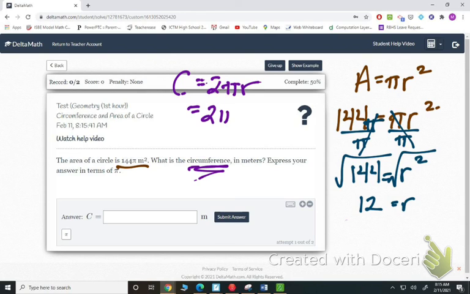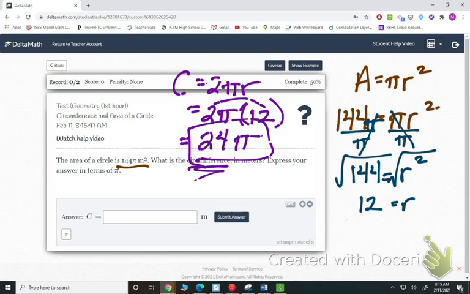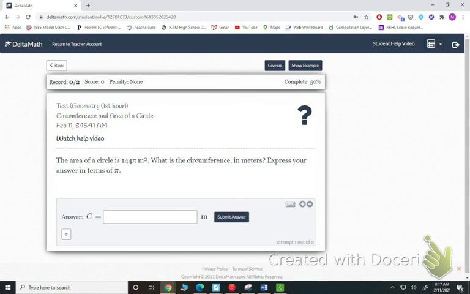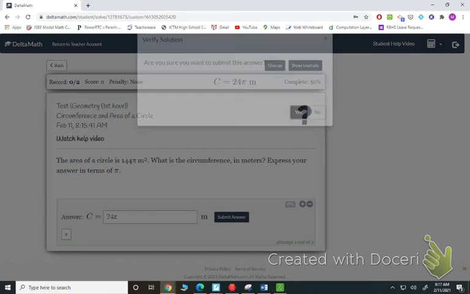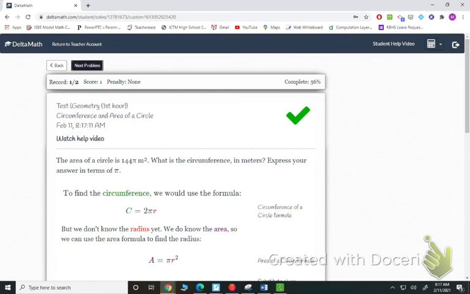So I'm going to take 2 pi times the radius, which is 12. And again, I'm going to leave my answer in terms of pi. So 2 times 12 is 24. So my final answer will be 24 pi. So down here, I'm going to type in 24. Click the pi button, submit answer, yes, got the green check mark.